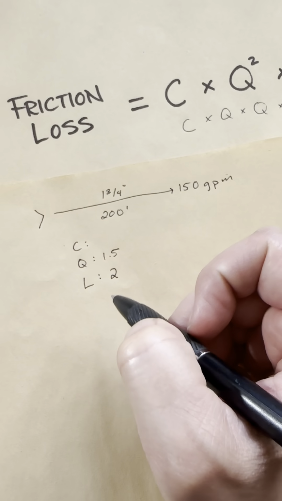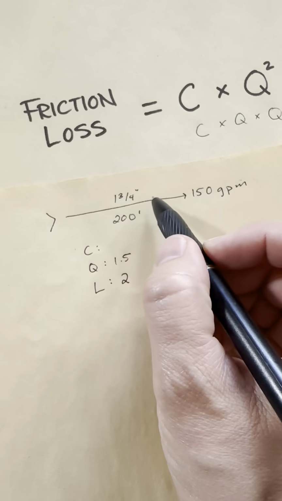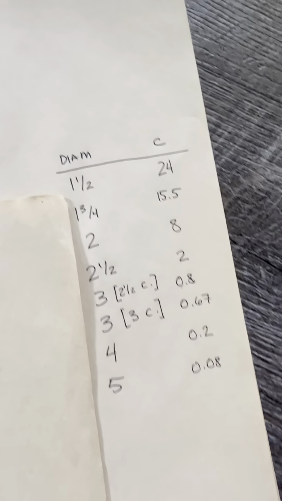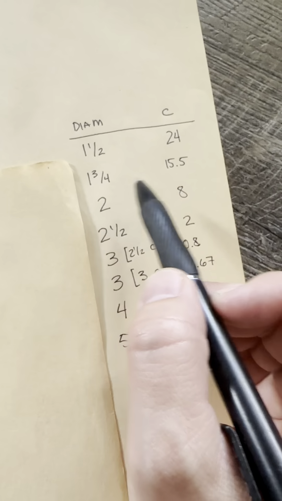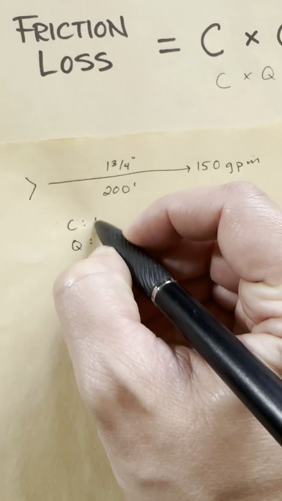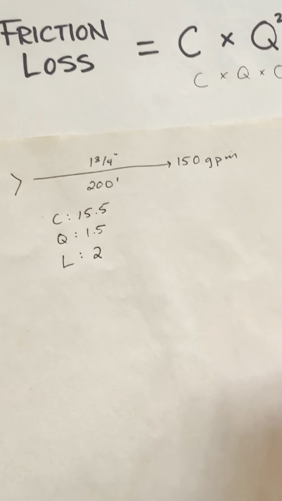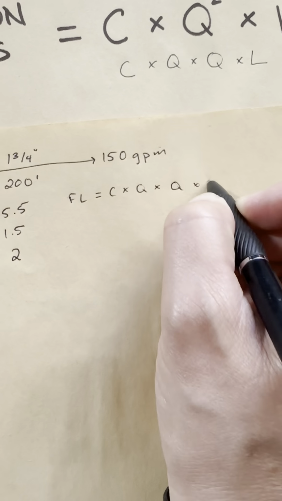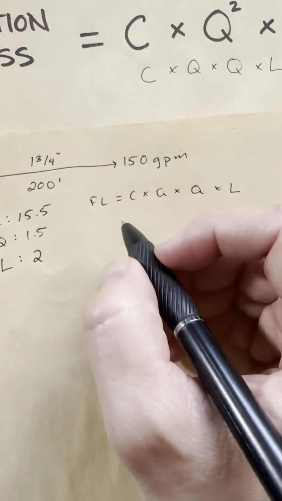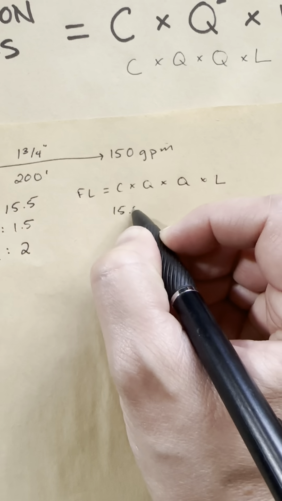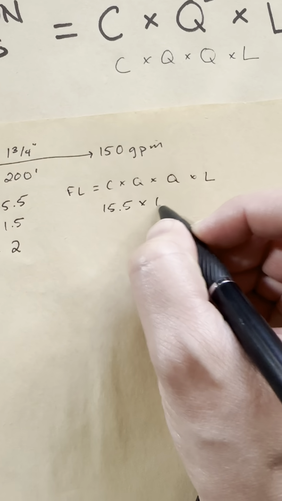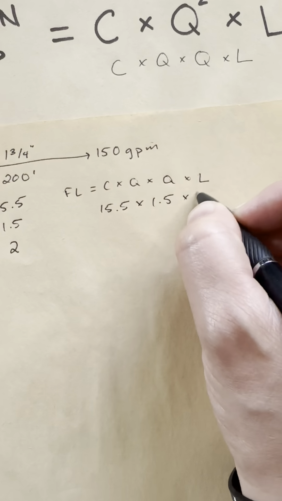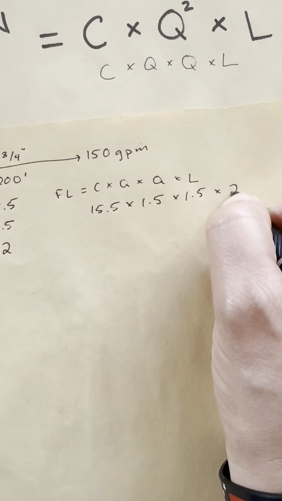So C is our coefficient. It's based on our hose diameter. So we go reference our table over here. For a hose diameter of 1 3/4, our C is going to be 15.5. So I plug that in here, and then I plug those into my equation. C times Q times Q times L. So I plug these into there. So it's 15.5 times 1.5 times 1.5 times 2.